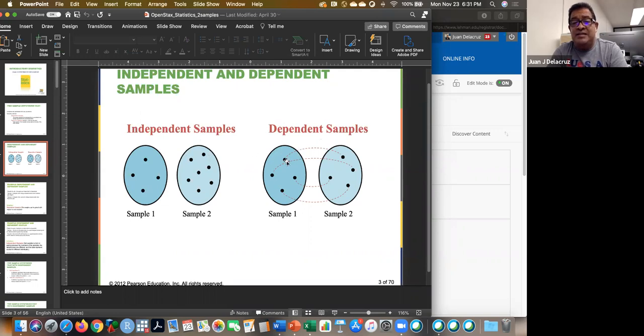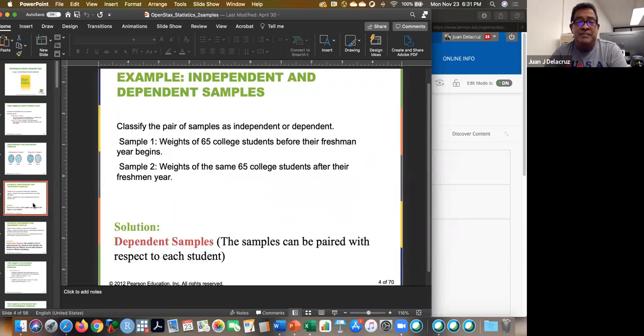Then we have the dependent samples. Those who are part of sample 1 are going to be part of sample 2. In this case, all the elements have to be the same. So we have two examples, independent and dependent samples. Classify the pair of samples. Of course, you have the answer right here, but let's pretend that we don't know. Classify the pair of samples as independent or dependent.